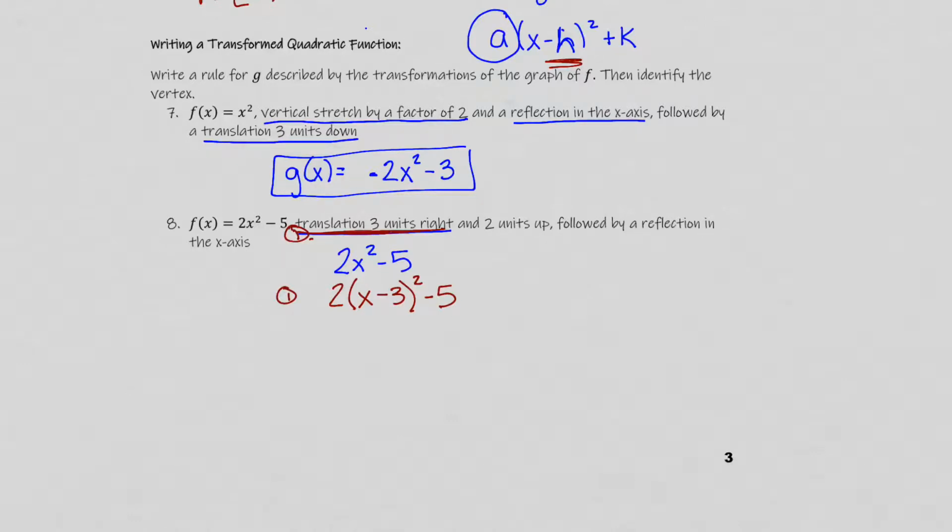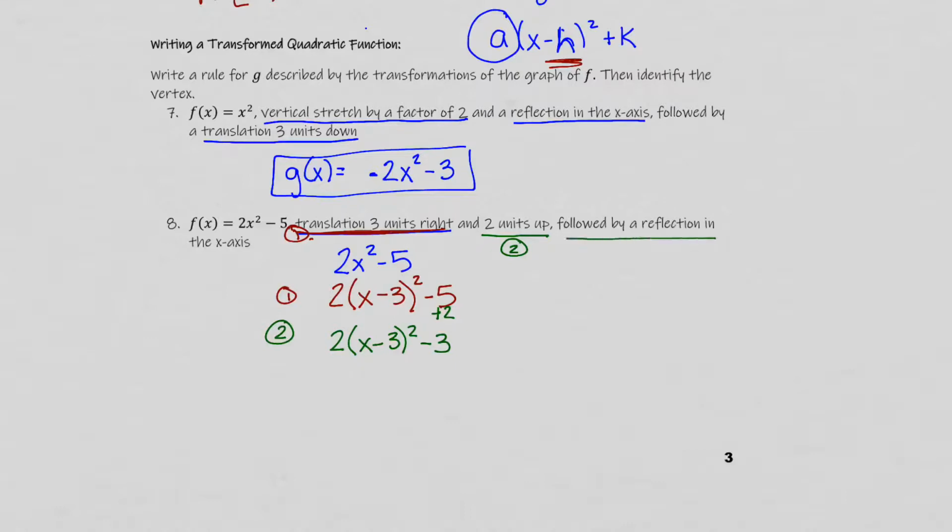Step 2, 2 units up. Well, that's k out here, going up and down. So I'm going to add 2 to the minus 5. So the rest of it is 2 times x minus 3 squared minus 3 now.